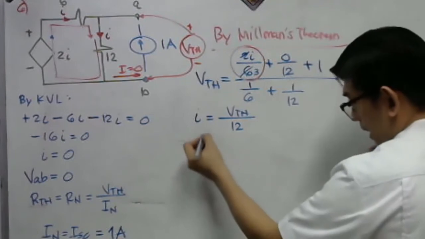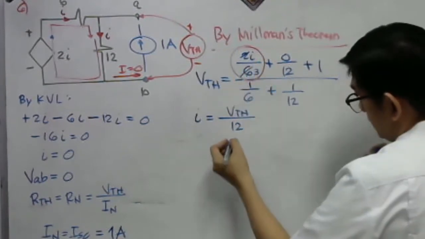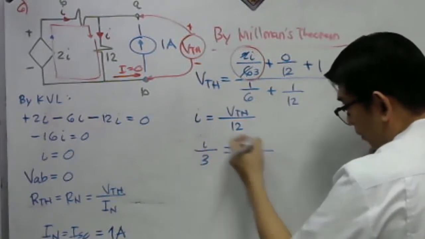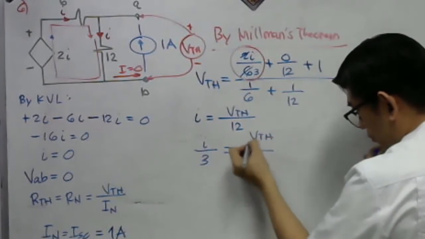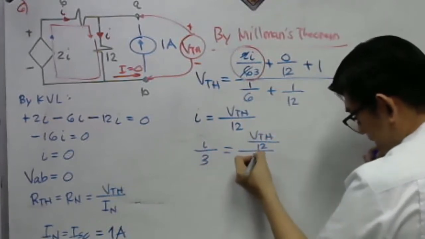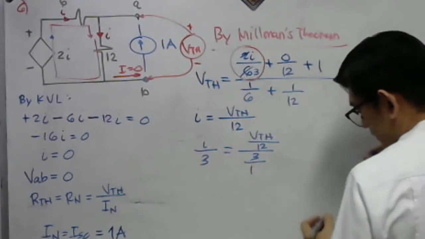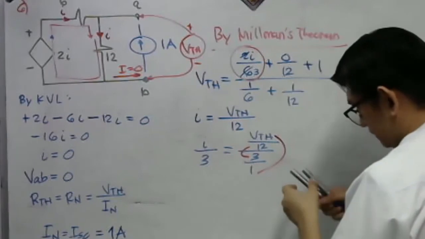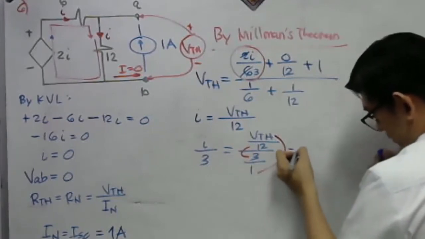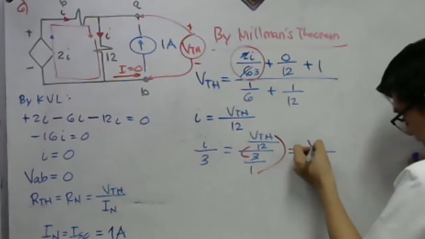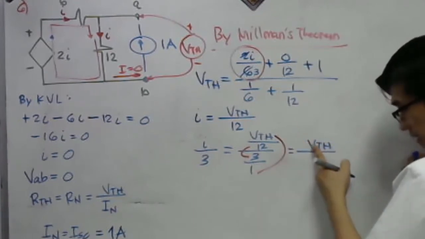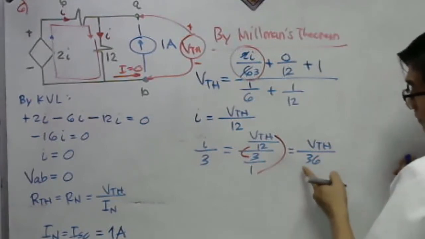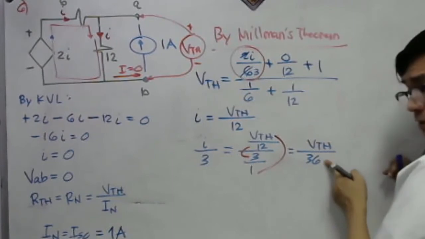So our I, what is our I over 3, by the way? So our I is VTH over 12. But there is 3 here. Well, that is over 1 actually. So, what is the extremes over the means here? So, that will be equal to what? Now, extremes, VTH times 1, simply VTH. 12 times 3, simply 36. So, we have to replace the I over 3 here by VTH over 36.